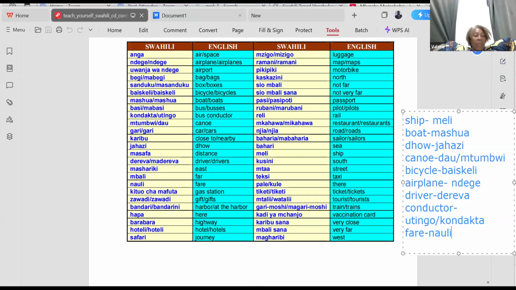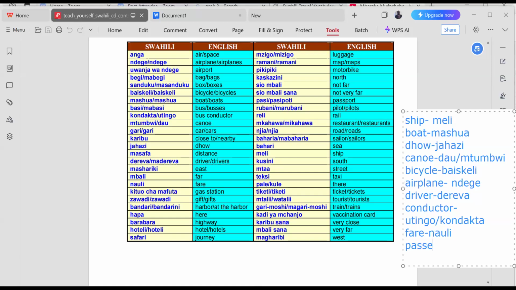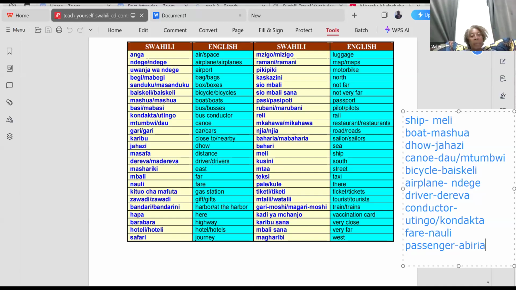Now a passenger is called abiria. A passenger, any passenger, wherever they are, the name we use for passenger is abiria. So abiria is a passenger.